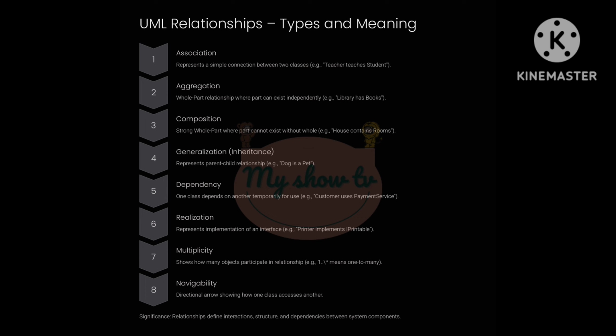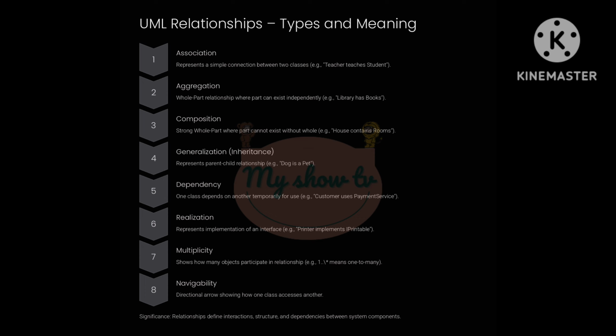Composition is a stronger relationship. If the whole is destroyed, parts are destroyed too. For example, a house contains rooms. If the house is demolished, rooms don't exist. Generalization or inheritance shows that one class is a specialized version of another. For example, a dog is a type of animal.